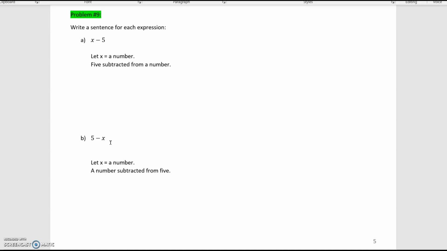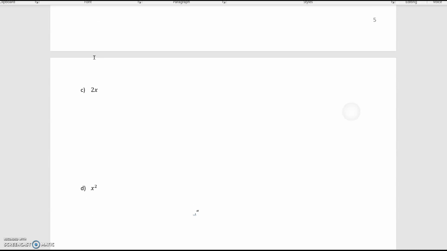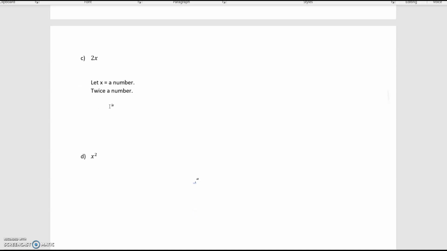Other sentences are possible since the instructions just say to write a sentence. You could rewrite it in any format. You could just not say a number and declare it as an age and then go from there. Let's move on to C. Now, in problem C, we have the same scenario, but here's a multiplication. So here you would simply say let x be a number, and the sentence would be twice a number. And that's pretty much it.